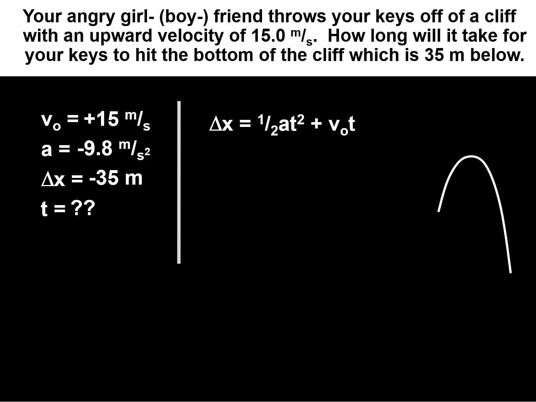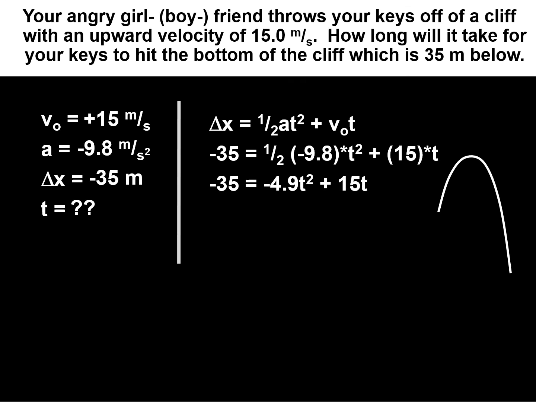All right, we're going to use this equation. Displacement is going to be equal to 1/2 times acceleration times time squared plus initial velocity times time. Plug in the information we know. We got negative 35 is going to be equal to 1/2 of negative 9.8 times time squared plus 15 times time. Clean this up a little bit and we get half of negative 9.8, which gives us negative 4.9. And then we're going to add 35 to both sides, and you'll see why in a second.